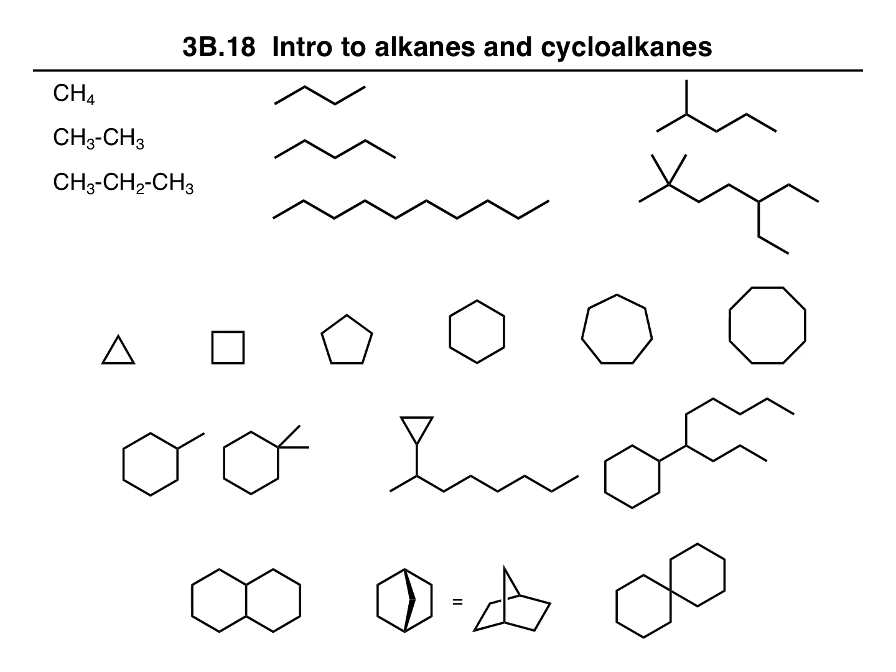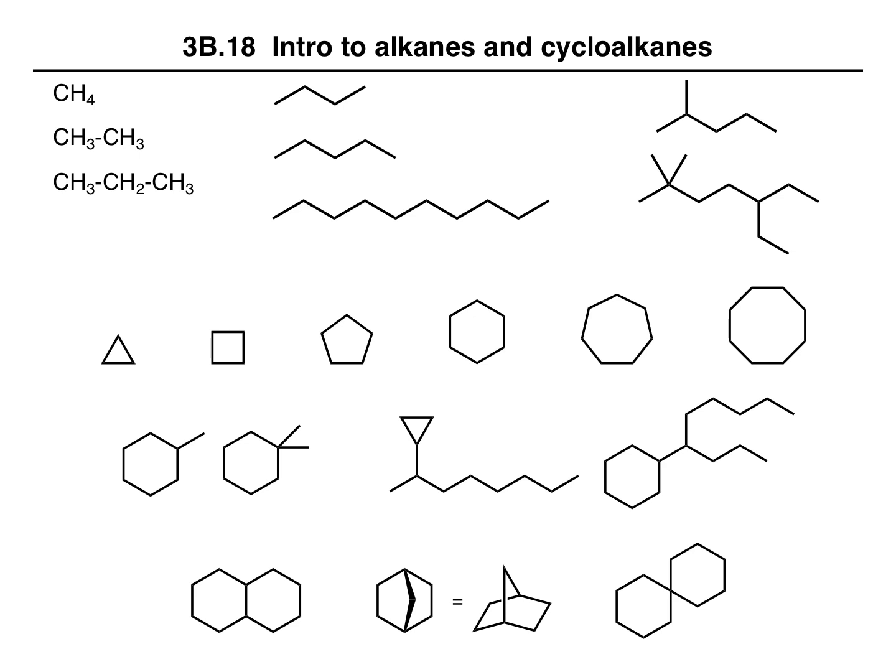This first example is called a fused bicyclic system, where the 2 rings share 2 adjacent atoms. We have a bridged bicyclic, where 2 rings share 2 atoms that are not next to each other. And we have a spirocyclic, where the 2 rings share only a single atom.